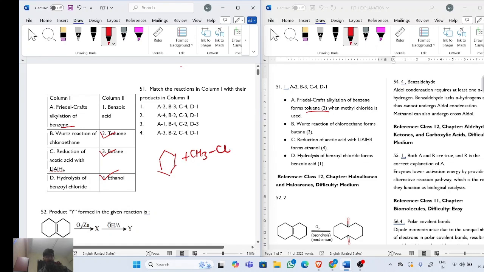Now, hydrolysis of benzyl chloride. We know hydrolysis of benzyl chloride, after oxidation, will form benzoic acid. So the correct option will be option number 1.